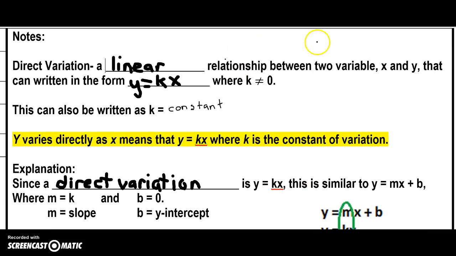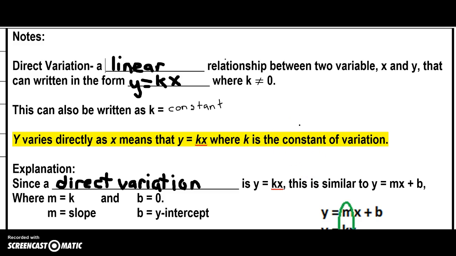Direct variation: a linear relationship between two variables, x and y, that can be written in the form y equals kx. Remember, direct variation is the form y equals kx. Y varies directly as x means that y equals kx, where k is the constant of variation.